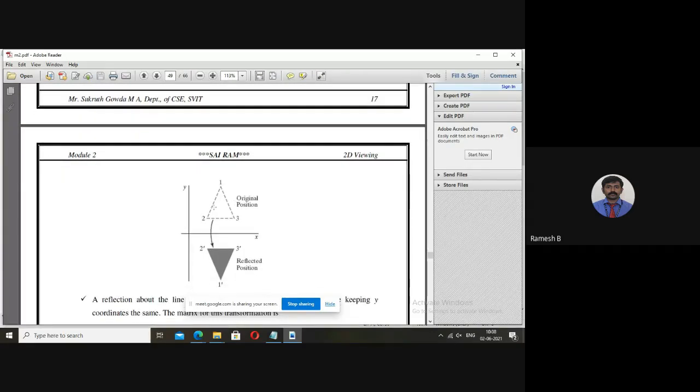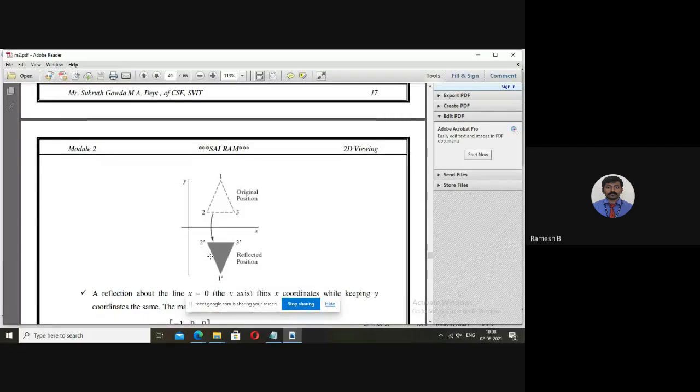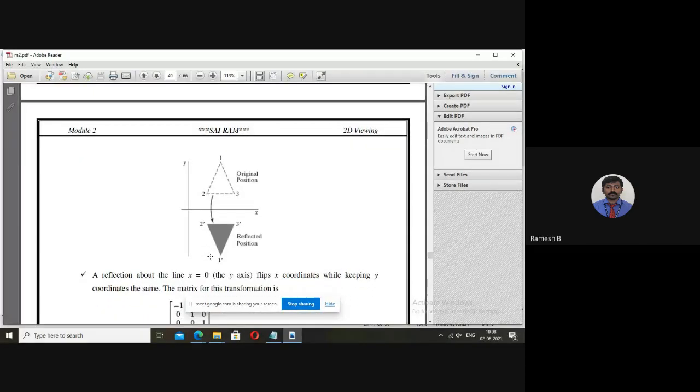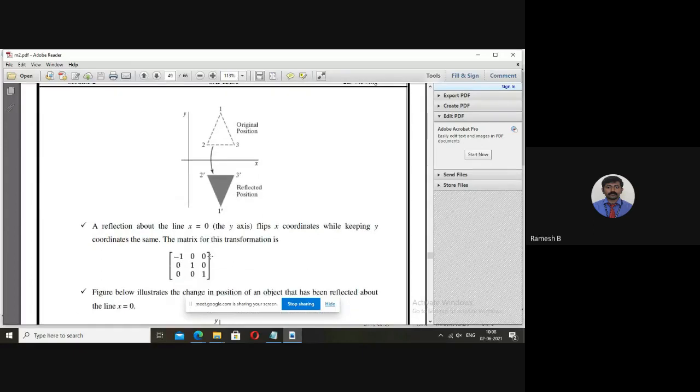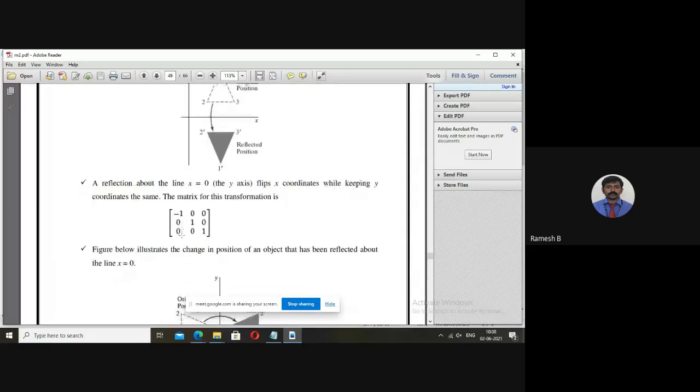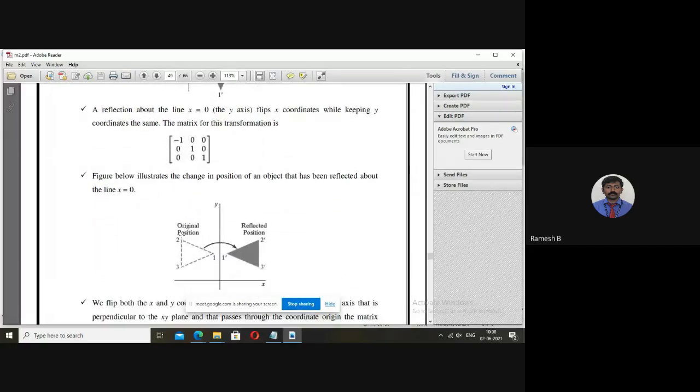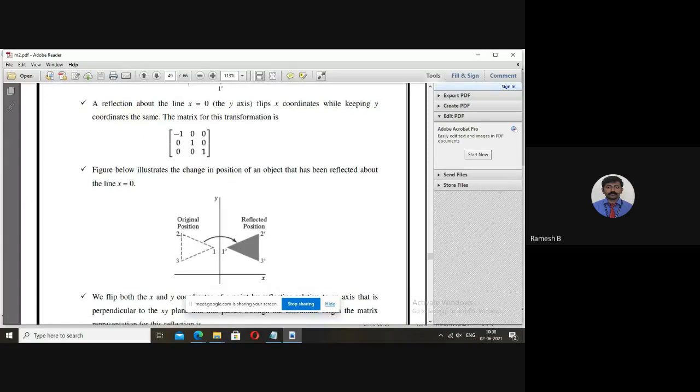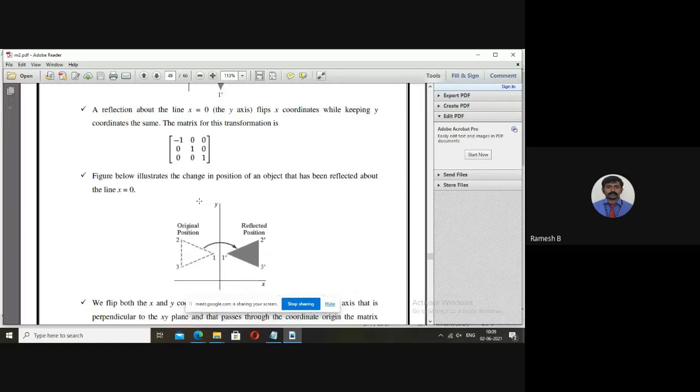The original position is here. The reflected position is indicated by the shaded triangle with the vertices 1 dash, 2 dash, and 3 dash. Similarly, if we consider x is equal to 0, that means with respect to the y-axis. Similarly, we need to give -1 for the x column.